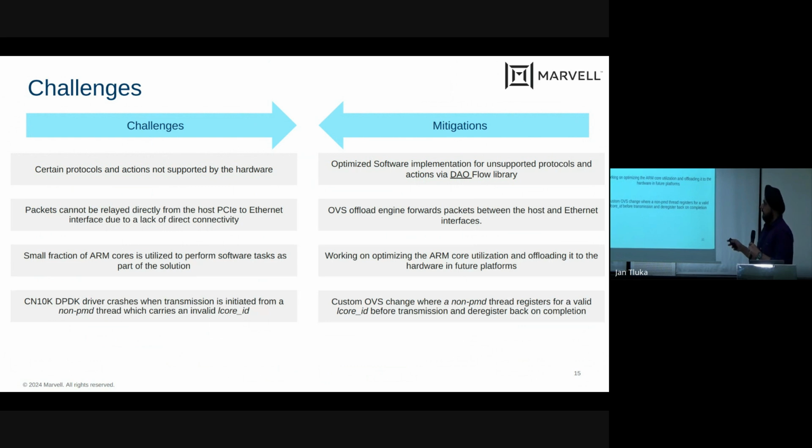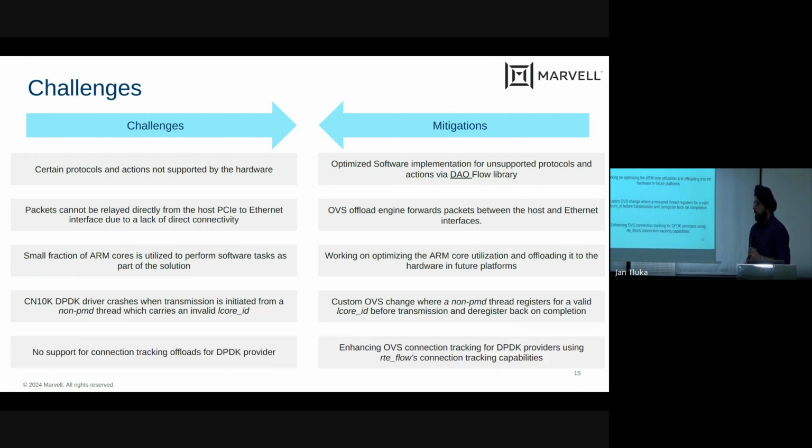So we had to make a custom OVS change where a non-PMD thread, when it is attempting a packet transmission, can register for a valid lcore ID. There are APIs like attach and detach. So we can get the lcore ID, and once the transmission is done, we roll back to the original state by deregistering it from the lcore ID.